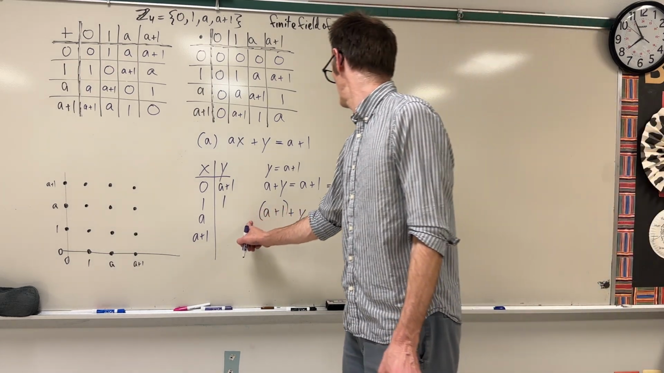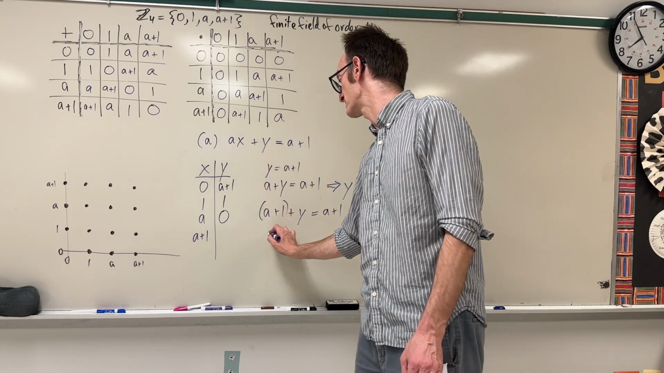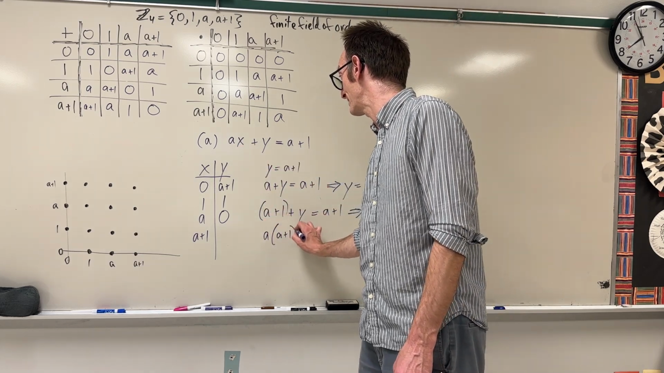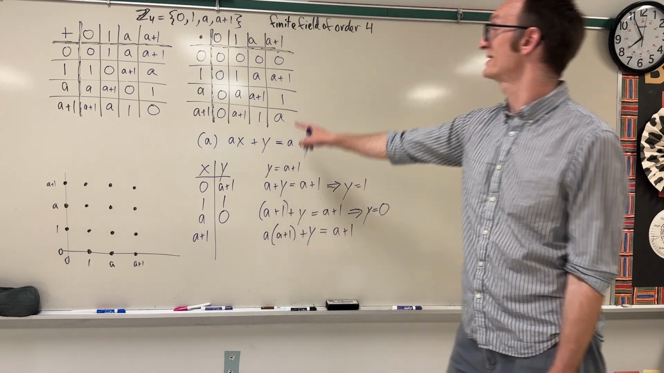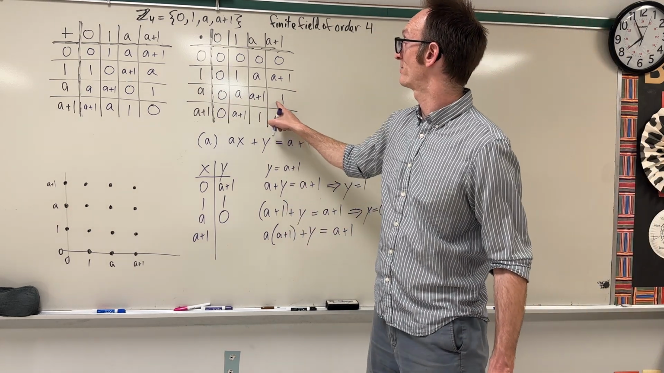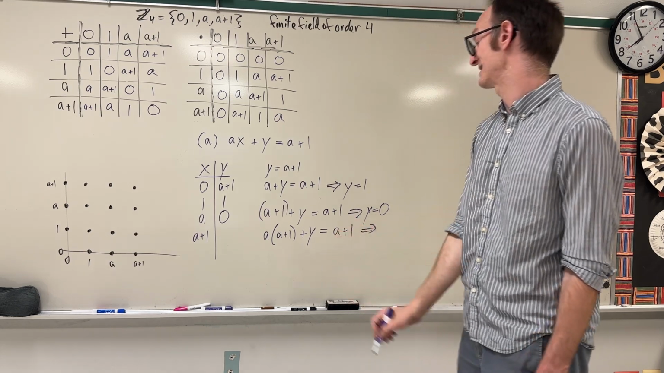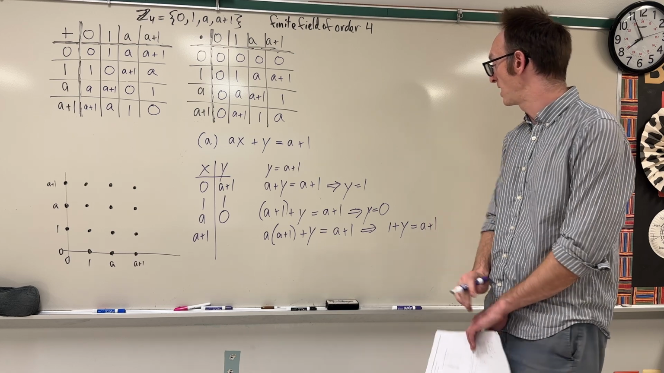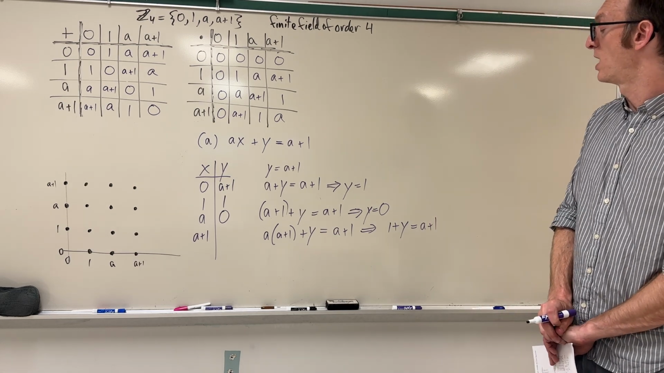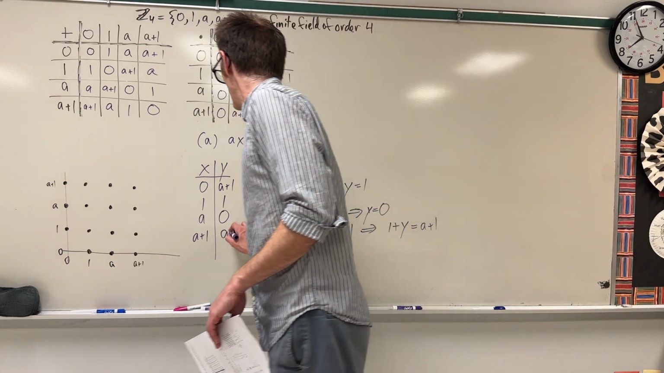And finally, if you plug in a plus 1 for x, then you get a times a plus 1 plus y equals a plus 1. But what is a times a plus 1? It's 1. Okay, so this final line is saying 1 plus y is a plus 1. But what do you have to add to 1 to get a plus 1? Answer a. So here we get a.